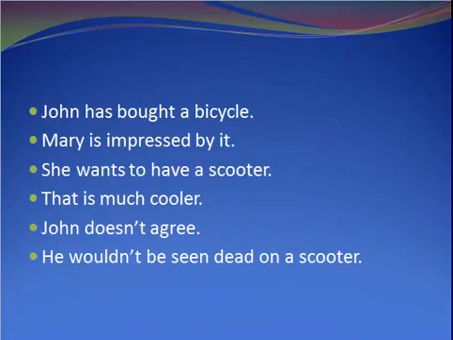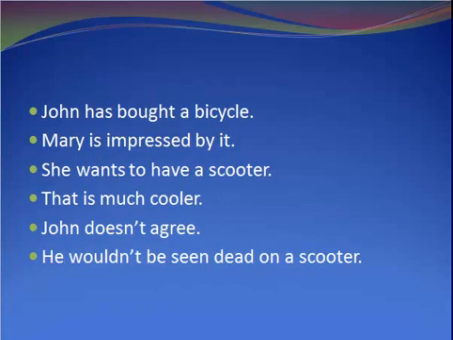Okay, now look at these sentences, a few more to look at. John has bought a bicycle. There are 2 verbs here, has and bought. So the left one must be finite, and that's has. And that's present tense, the present tense form of to have.